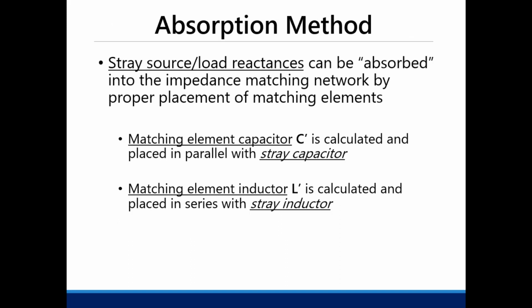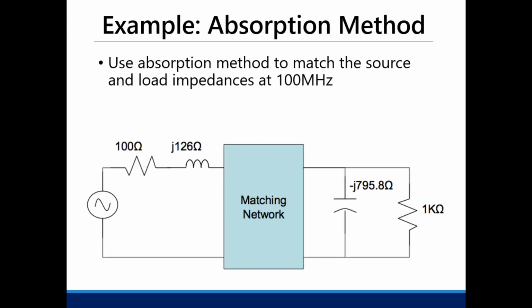The absorption method is where you absorb the effect of your stray reactances. They will be absorbed by the network. Your capacitor will absorb the stray capacitance present in the circuit, and your inductor will absorb the stray inductance present in the circuit. So how will that work?